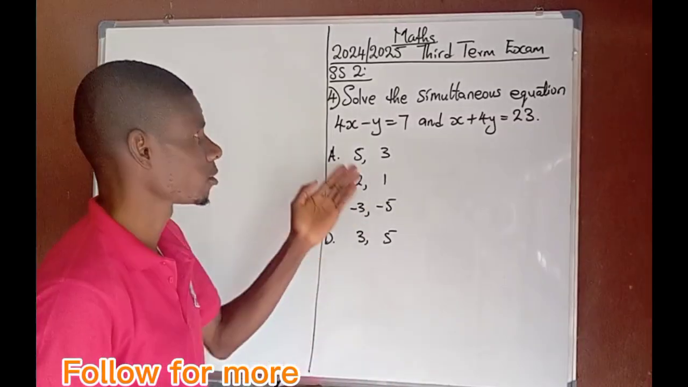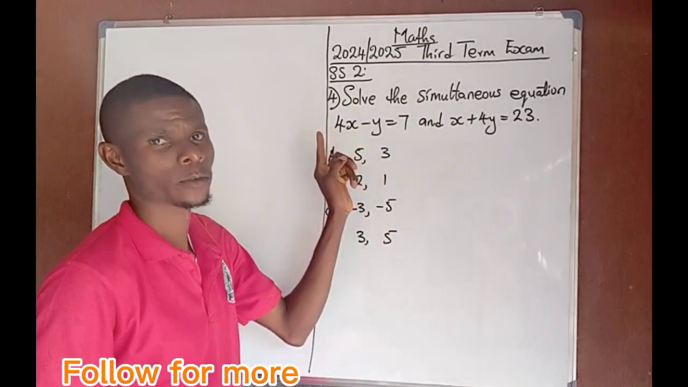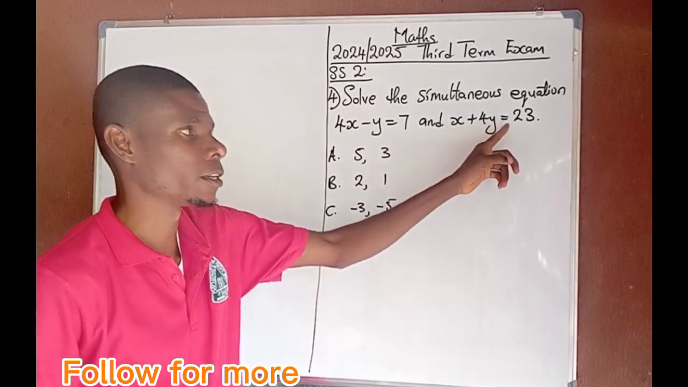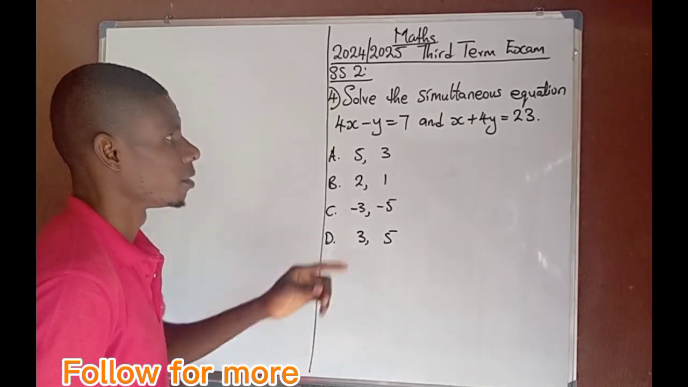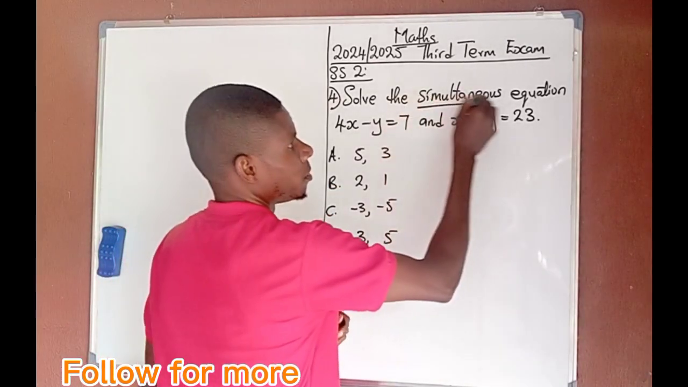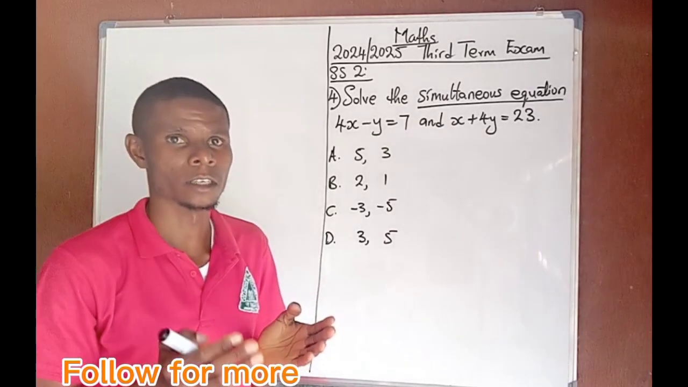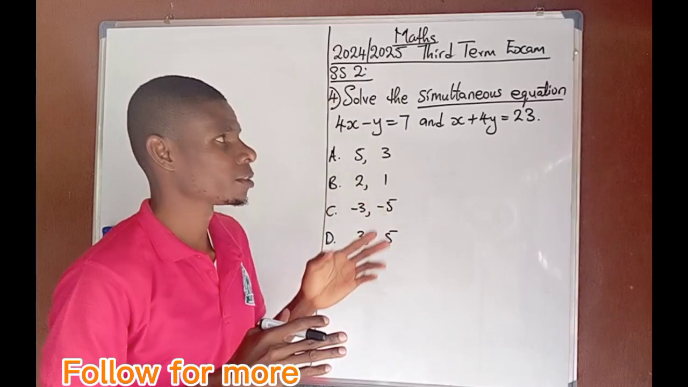So here we have question number 4 that says, solve the simultaneous equation 4x minus y equals 7 and x plus 4y equals 23. Simultaneous equation simply means that we need to solve these two equations together. That means we are not going to solve them individually. And what do we know about simultaneous equations?